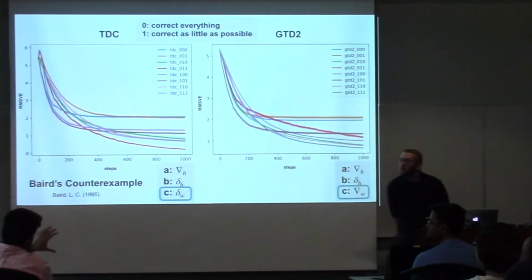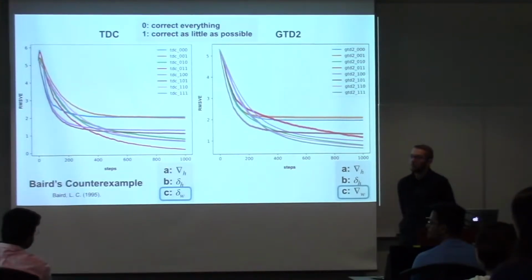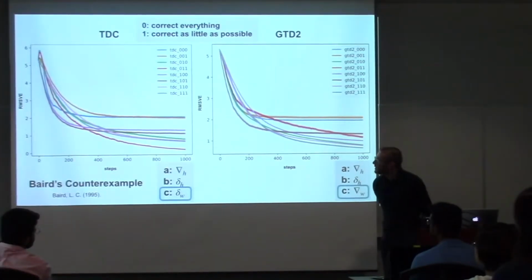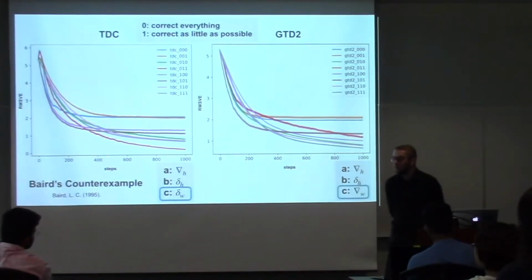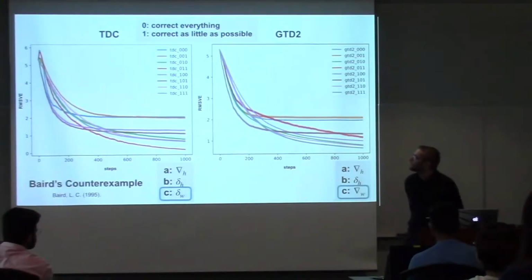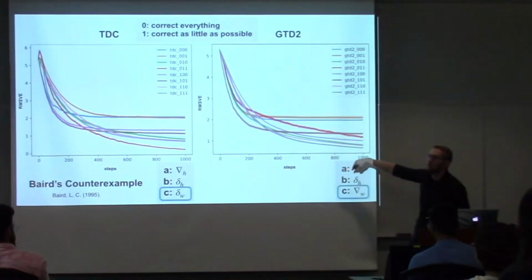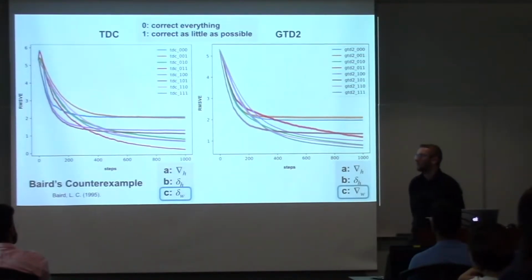In the textbook, the graph that they show when they discuss the counterexample achieves an RMSVE of 2. Yep, say that it's doing the right thing, which these two are, minimizing the mean square projected Bellman error. That is true. However, it's not getting the same value error. So all of these, if we did the mean square projected Bellman error, converge to 0, and that's great.